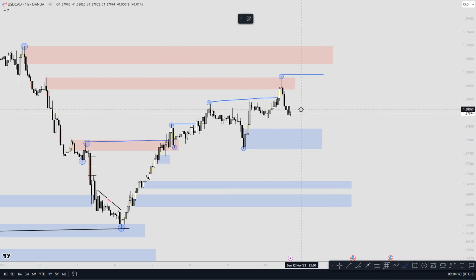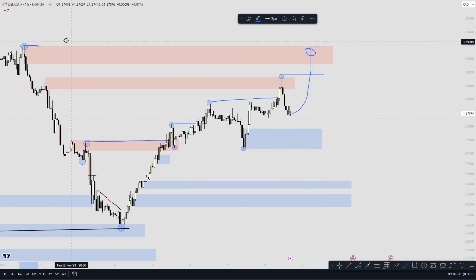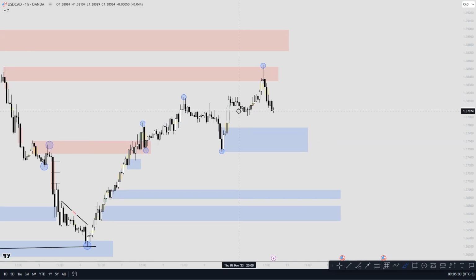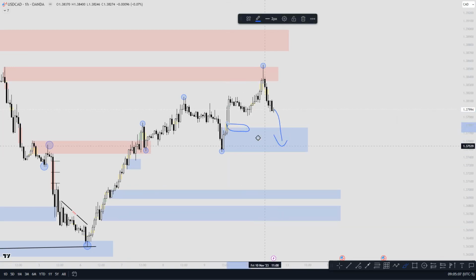So probably price will tap into this supply zone. We create a new high, and probably we're going to see price sweep this swing liquidity here with a shadow, and after that we see price coming down. So this is the first concept that we have in the 1-hour time frame, or we will see price tap into this demand zone. We fill this gap, and if we see any good entry point, we can go for a long trade.